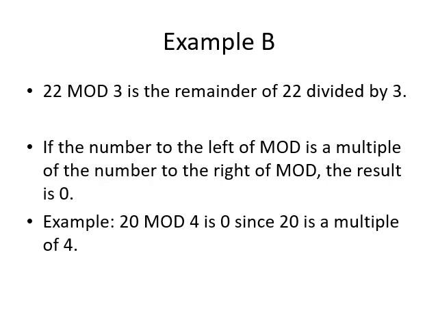Let's take a look at another example. 22 mod 3 is the remainder of 22 divided by 3. If the number to the left of mod is a multiple of the number to the right of mod, the result is 0. Example: 20 mod 4 is 0 since 20 is a multiple of 4. If the number to the left of mod is less than the number to the right of mod, the result is the number to the left of mod. Example, 4 mod 20 is 4 since 20 is too large to go into 4. See a long division to the right.